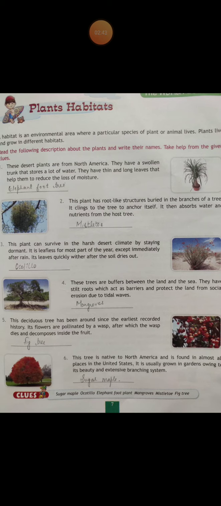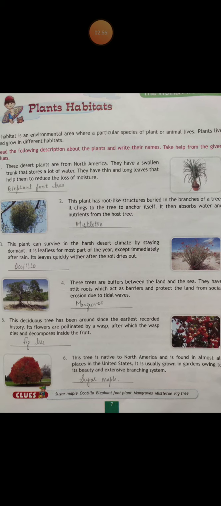The last type of plant we have is this tree is native to North America and is found in almost all places in the United States. And it is usually grown in gardens owing to its beauty and extensive branching system. It is known as sugar maple.